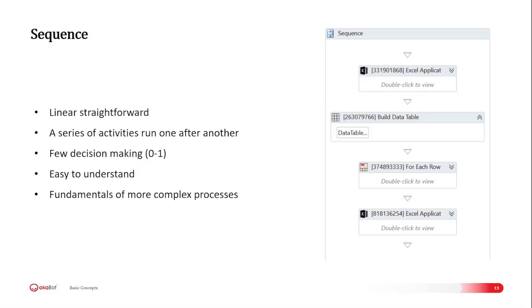Sequence. A sequence is a container designed for simple, linear workflow where activities are executed one after another in a predetermined order. It is best used for the straightforward process with minimal complexity, like workflow that involve simple activity and only a few decision statements. And sequences help keep things clean and easy to follow, making them perfect for basic automation tasks.